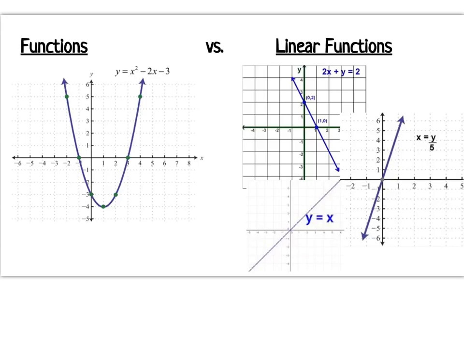So now on here, all of these equations and graphs are functions. Now we just need to distinguish a function from a linear function. The left graph and equation are a function. The equation x squared minus 2x minus 3 looks like this graph. It's a U. If I were to draw a line at any point, as you can see, the line only hits the graph one time. So this is a function.